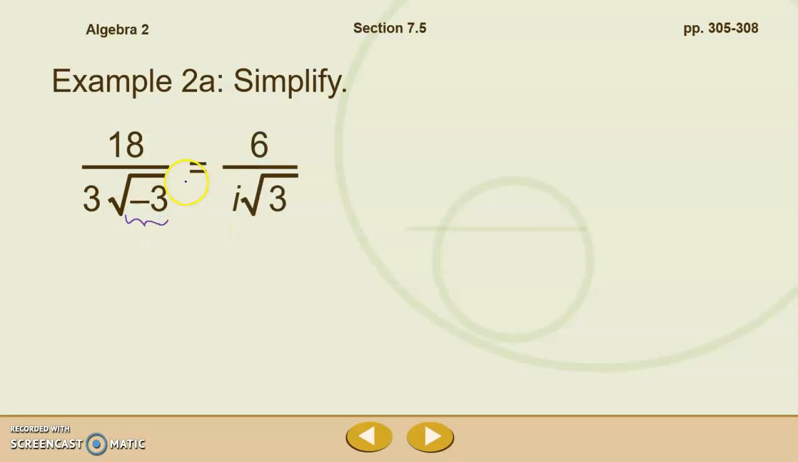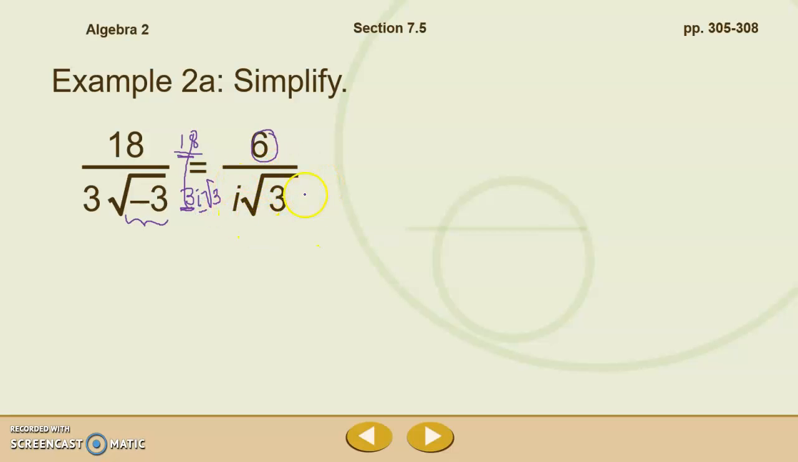And when I do, I get 18. I'm going to do an intermediary step here. With that, i comes out, so we get 3i root 3. Now, this leading coefficient, 18 over 3, I can simplify that. 18 over 3 is just 6. That's where the 6 comes from. So that simplifies to 6, and I'm left with i root 3 on the bottom.